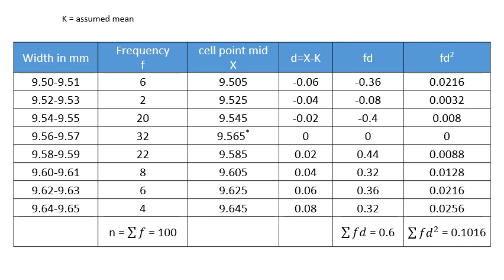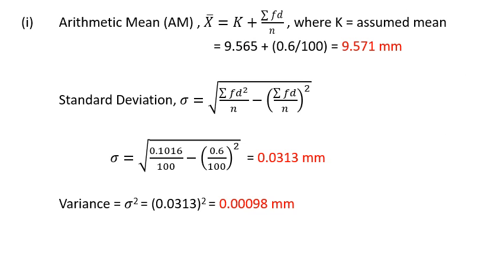0.1016. So first we are going to calculate the arithmetic mean, that is x bar equal to k plus summation fd divided by n. K we assume 9.565, summation fd we already calculated in the previous table, that is equal to 0.6, and n is equal to summation f or total of the frequency, that is 100. So our arithmetic mean is equal to 9.571 mm. This is our first answer.